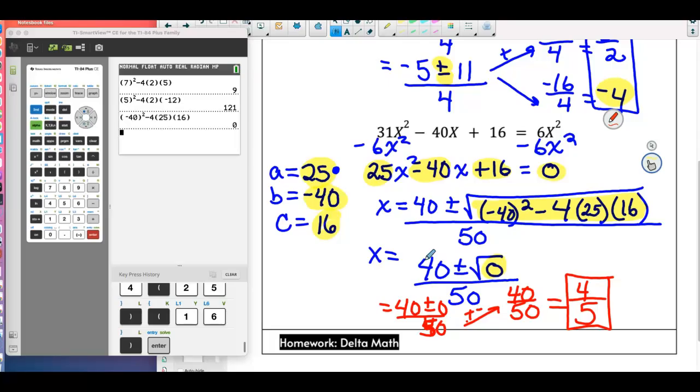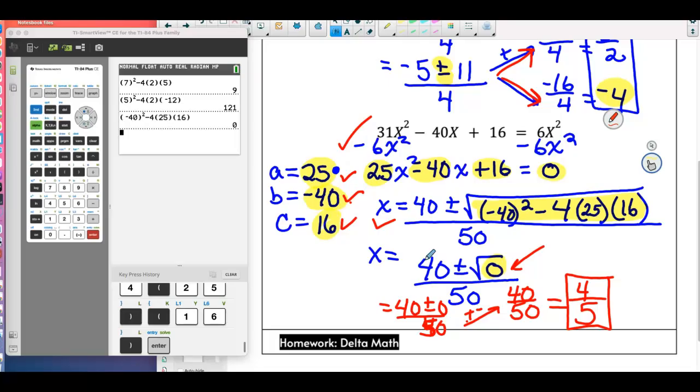I want your homework for Delta Math to look identical to this. I want to see your steps. I want to see you getting it equal to 0. I want to see you identifying your A, your B, and your C, plugging them into the formula, evaluating what's under that root, and then branching off to do the positive and the negative, and then boxing in your solutions before you enter them into Delta Math.